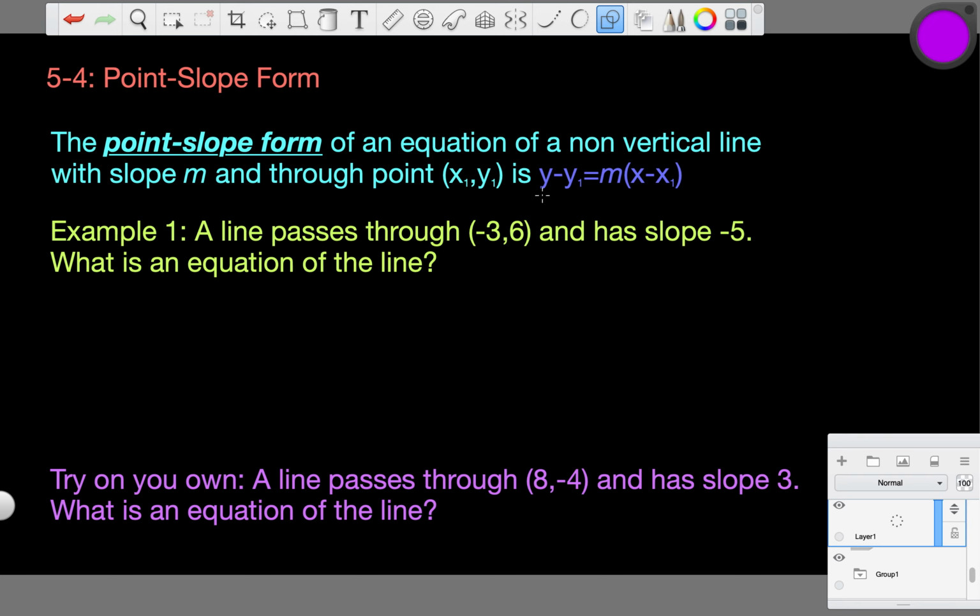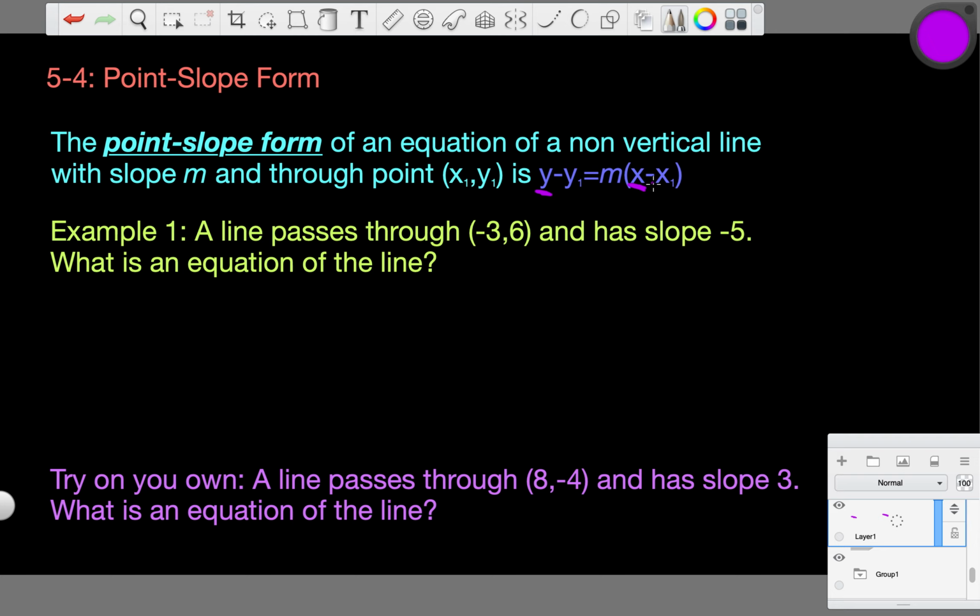Now the important thing to remember is that this y and this x stay as x and y. You don't plug anything in for them, okay?